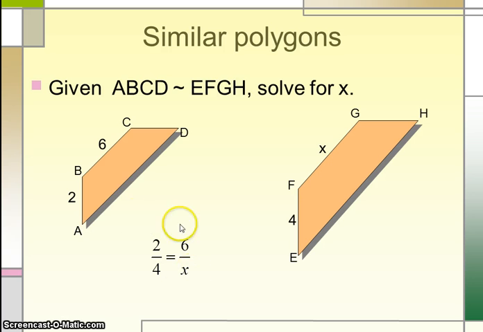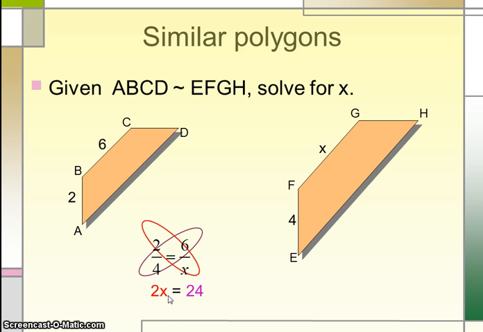Once we get to this point, now we can cross multiply. What I'm going to do first here is try and solve for my variable. So I'm going to multiply: I'm going to say 2 times x is equal to 6 times 4. When I do that, 2 times x gives me 2x, and 6 times 4 gives me 24. Now I need to solve for x.